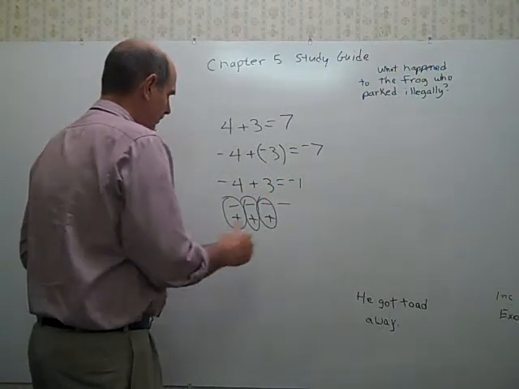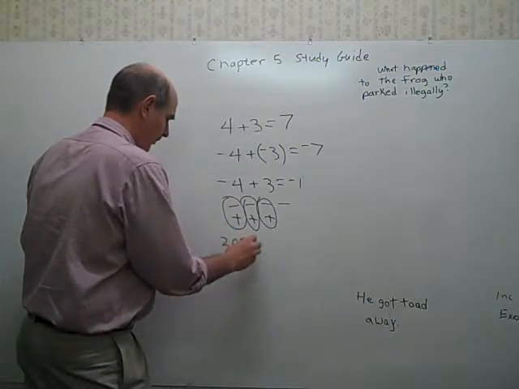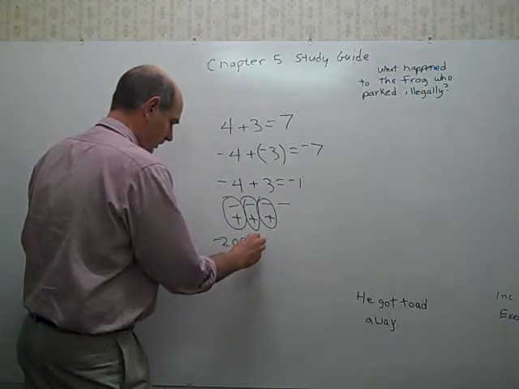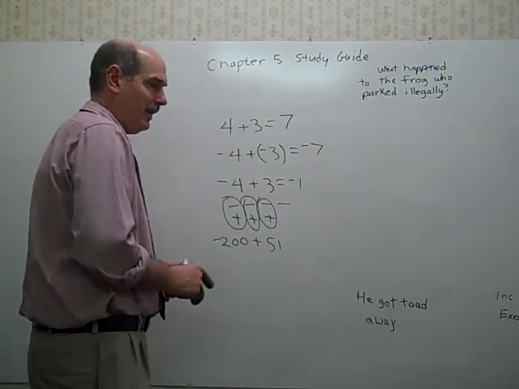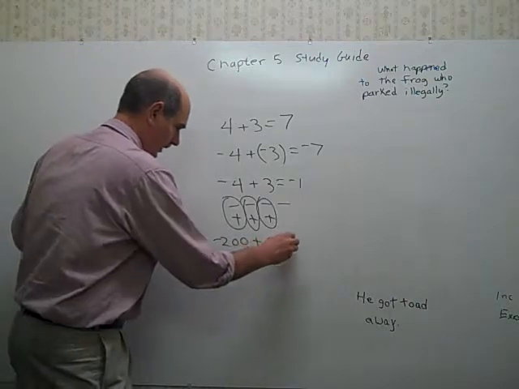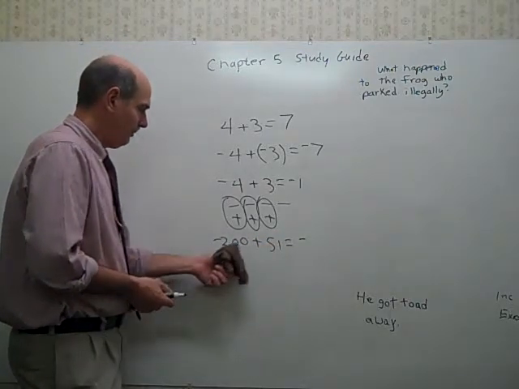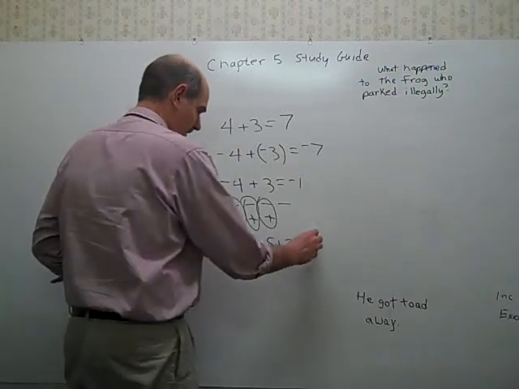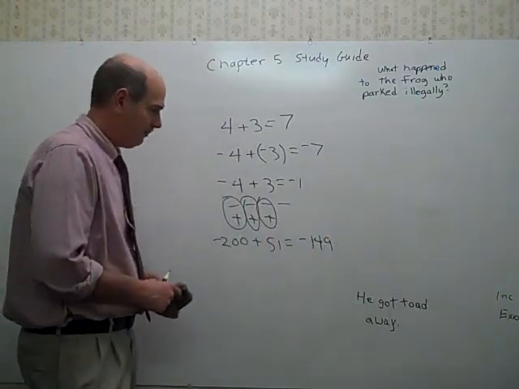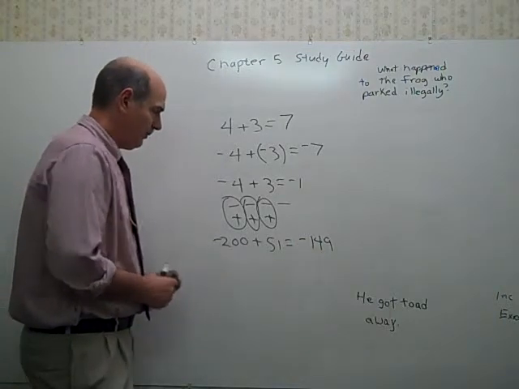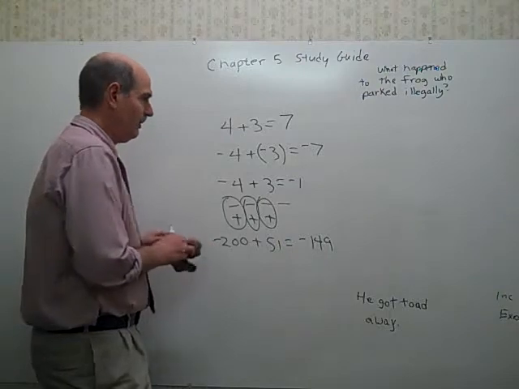And you can have a problem, let's do it, you would want to do counters for negative 200 plus 51. But you'll figure out, I've got more negatives, so the answer would be negative. And then you'd ask how many more, and you would do 200 minus 51, and the result would be 149. But that's 149 negatives. So that's how you would do an addition problem. Those are all examples of addition.